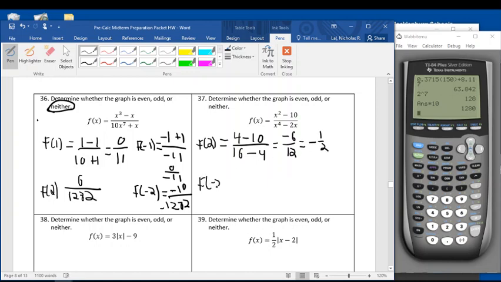And then f of negative 2 is going to be equal to 4 minus 10, so that's also going to be equal to negative 6 over negative 2 to the 4th, which is 16, plus 4, which is equal to negative 6 over 20, which is equal to negative 3/10. These do not equal each other at all, so it's going to be neither.